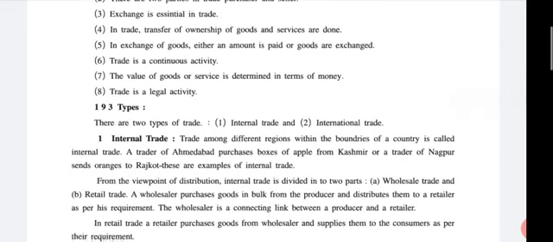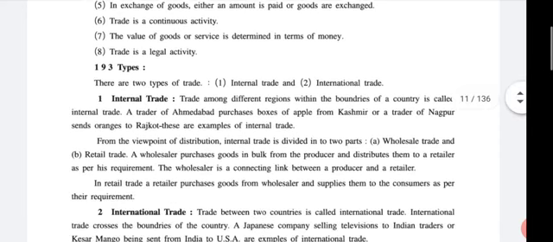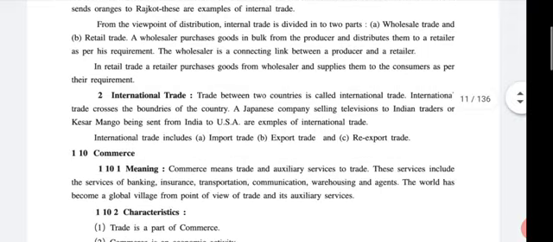Internal trade means within the boundary of a country, trade among the different regions. Internal trade is divided into two parts: wholesale trade and retail trade. Wholesalers purchase goods in bulk from the producer, and are also a connecting link between the producer and retailer. Then international trade. Trade between two countries is called international trade. For example, Kesar mango being sent from India to USA, that is international trade. There are three types of trade: import, export and re-export.